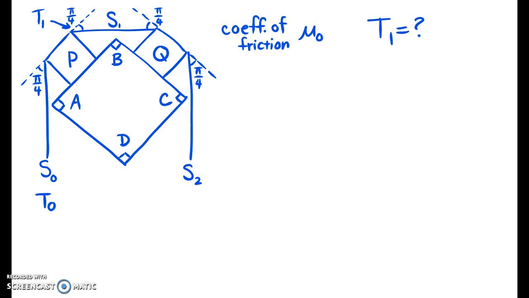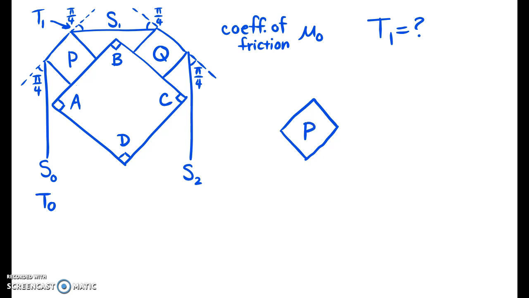Now we might be tempted to say that T0 must be equal to T1 since the strings are connected and P is massless. However, we do have friction, and so friction is going to somewhat help T1 in balancing out T0. So we find that T1 and T0 are not necessarily the same. So let's draw a free body diagram on P to see how we can keep P at rest.